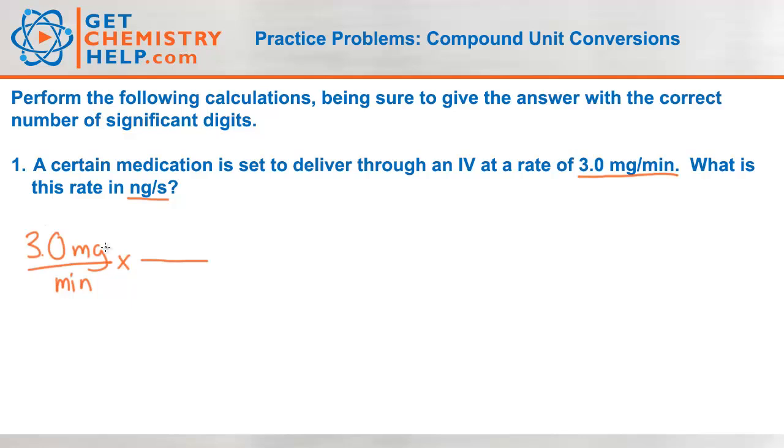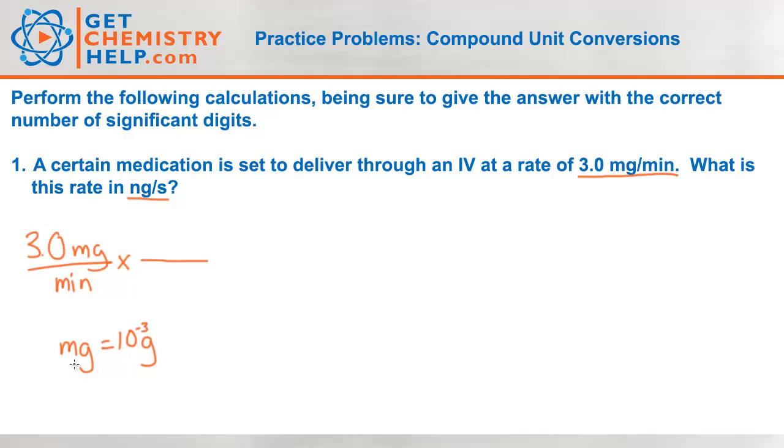Okay, well, there isn't a direct conversion between milligrams and nanograms, but they do both have grams in common. So we could go milligrams to grams and then grams to nanograms. Okay, so let's just see. If I want to turn milligrams into grams. Okay, well, milli, we saw in our lesson on the metric system, means 10 to the negative third. So a milligram would be 10 to the negative third grams.